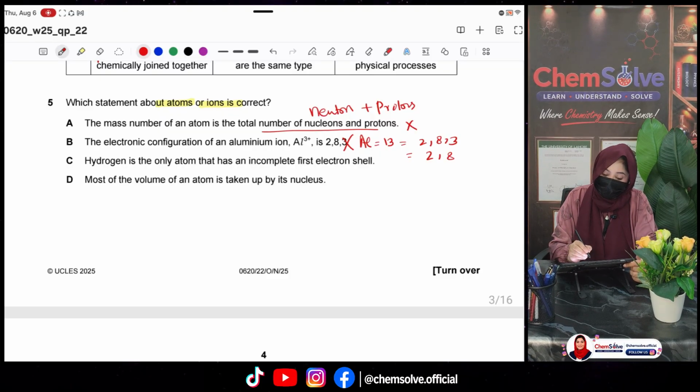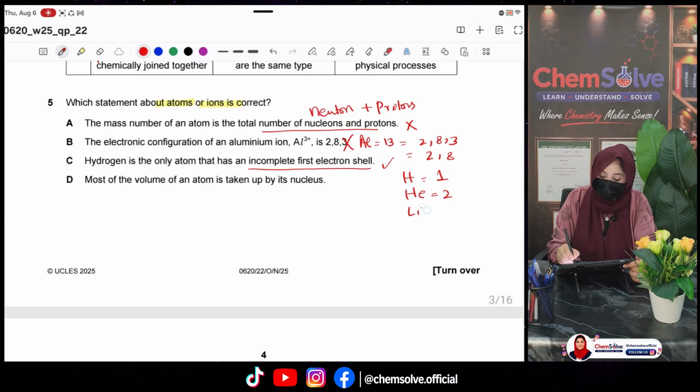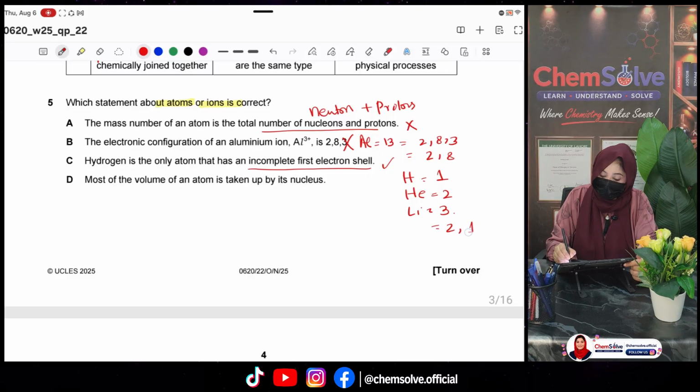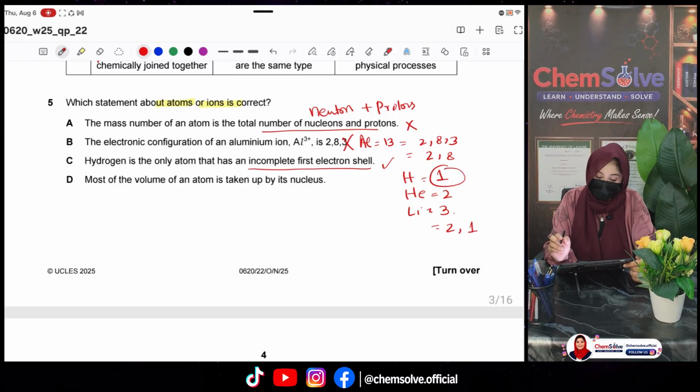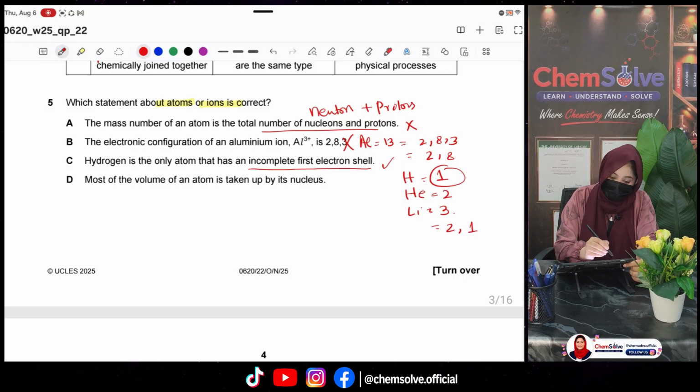Hydrogen is the only atom that has an incomplete first electronic shell. Yes, because hydrogen has 1 electron, so the shell is half full, while helium has 2, so it is complete. And then after that, lithium has 3, so its first shell would have 2 electrons and then 1. So according to this, hydrogen is the only one that has an incomplete first electronic shell. So this option seems to be the correct one. The others are wrong, and option C is the correct one here.